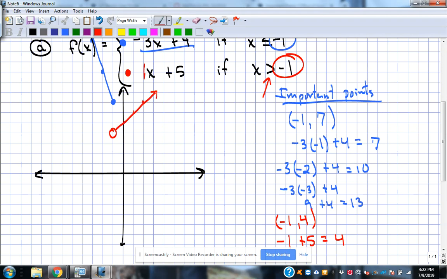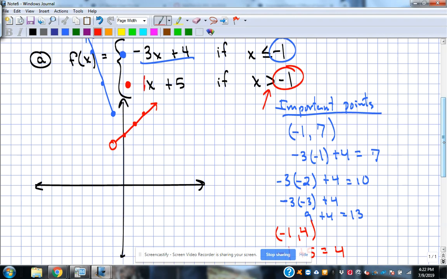I could also pick x values that are bigger than negative 1 and plug them in. 0 plus 5 is 5. That's that point right there. 1 plus 5 is 6. That's that point. 2 plus 5 is 7. That's that point. I could keep going there. Okay. Once I see the picture, that helps me to talk about the domain and the range.